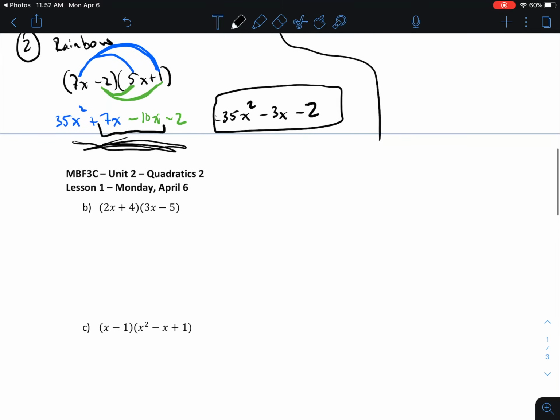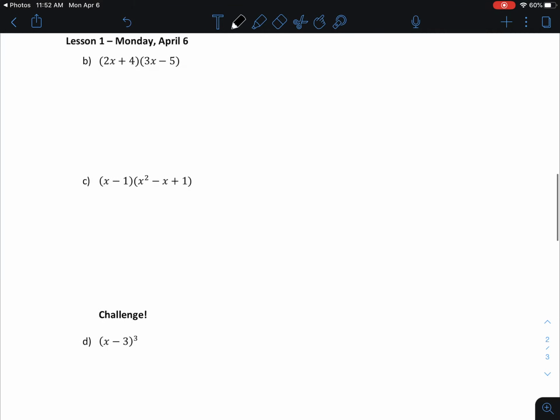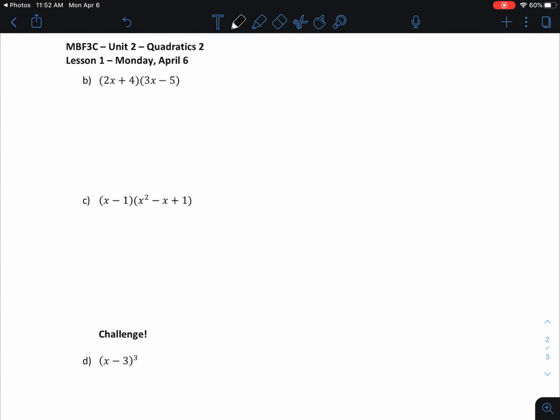So for part B here, let's take a look at B. I'll just do the rainbow because I think it goes the quickest. If you guys have any questions at all, just let me know, and I'll be happy to do a video on any of these questions with any of the methods. So just quickly, so you guys have some answers, I'll use the rainbow, but you can use FOIL and you can use the table. So I'm just going to go 2x times 3x. 2x times 3x is 6x squared. 2x multiplied by negative 5, sorry, is going to be negative 10x.